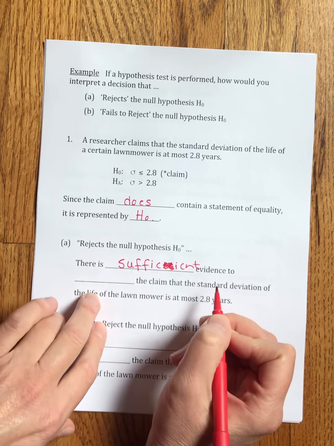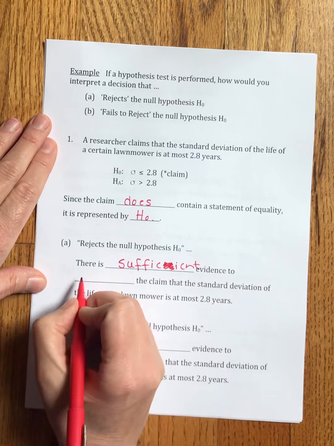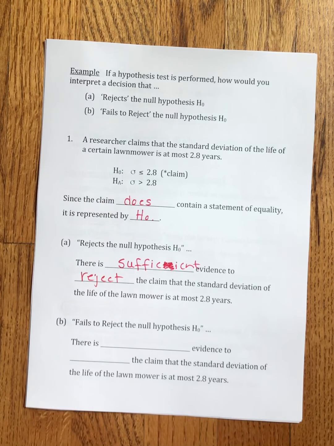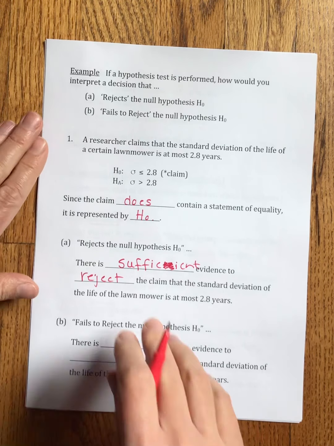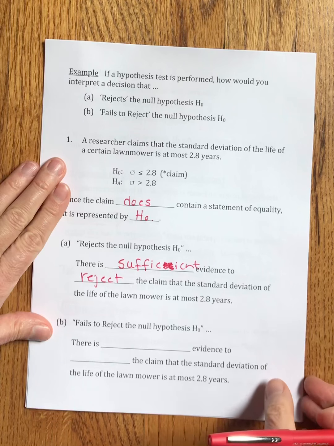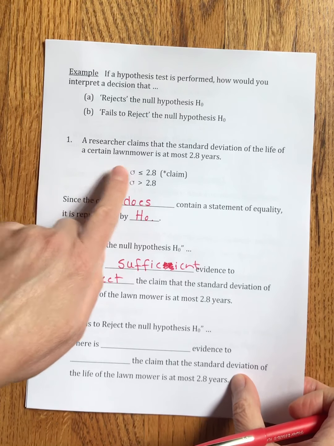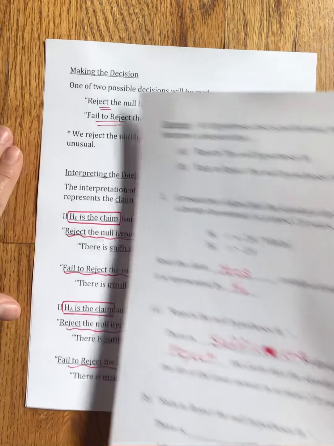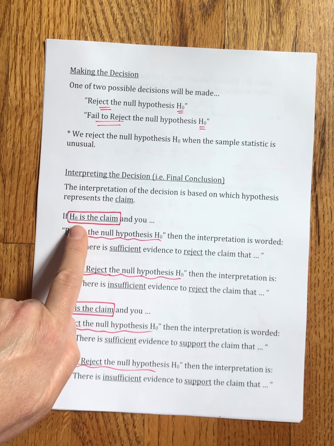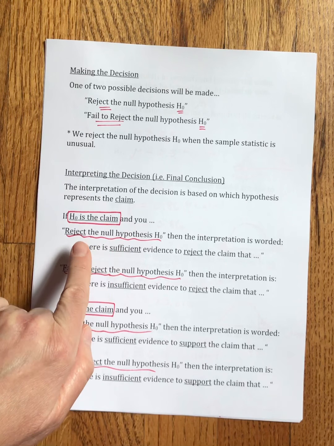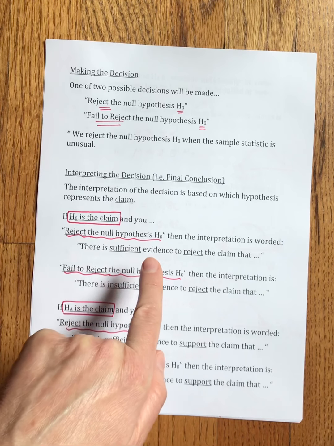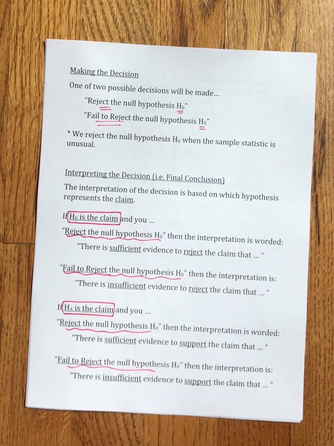S-U-F-F-I-C-I-E-N-T. There is sufficient or enough evidence to reject the claim that the standard deviation of lawnmowers is at most 2.8 years. So remember again, this language comes from the fact that the null is the claim, and we're saying what it would sound like if we do reject the null hypothesis. So we're right here, the null is the claim. If we do reject the null hypothesis, we want it to sound like this. There is sufficient evidence to reject the claim that.